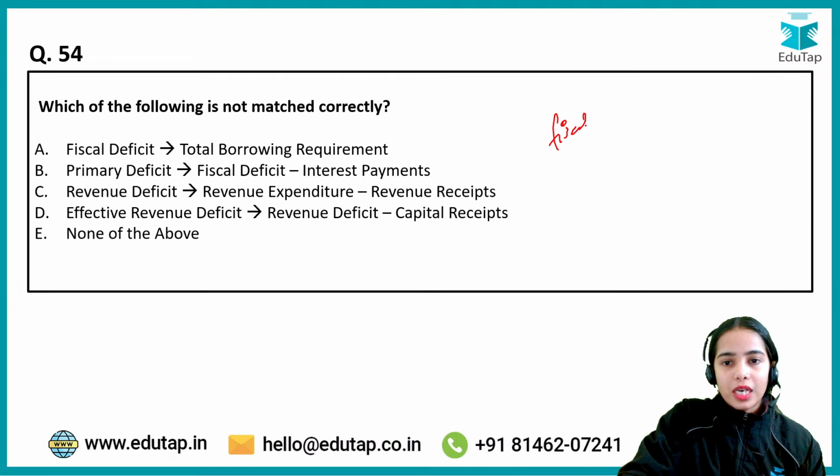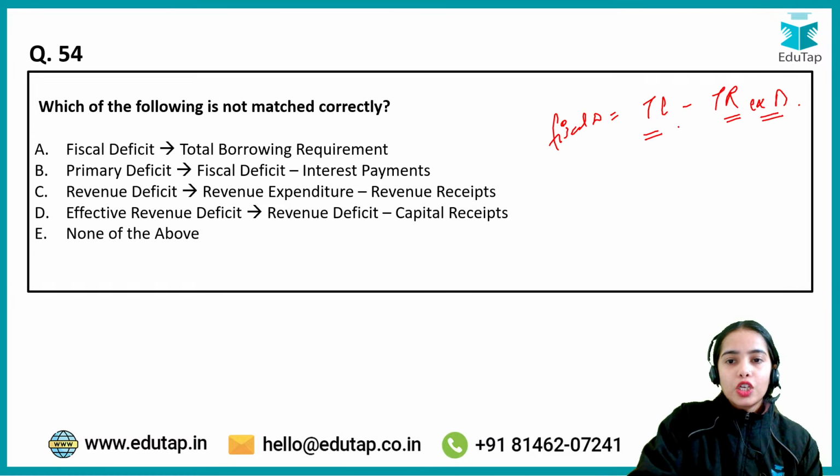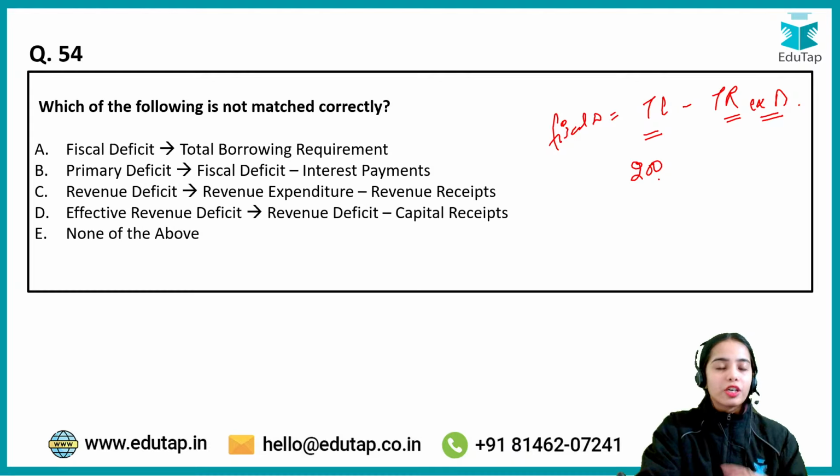So fiscal deficit, I have told you, is total expenditure minus total receipts excluding borrowing. Let's say the government has an expenditure of 200 crores and total receipts are 150 crores. So the fiscal deficit is 50 crores.